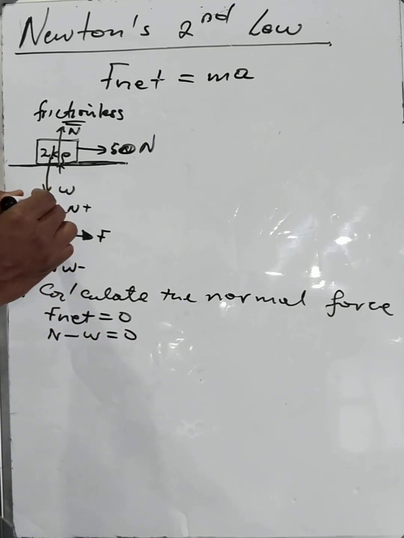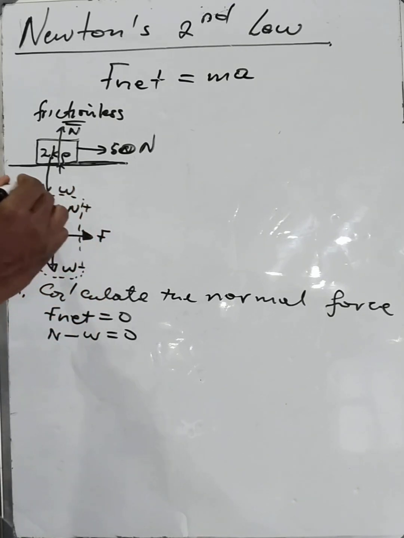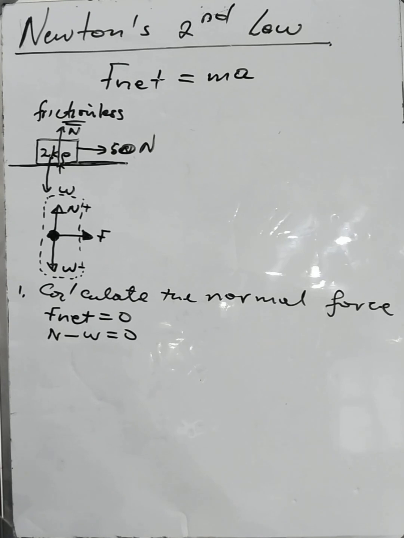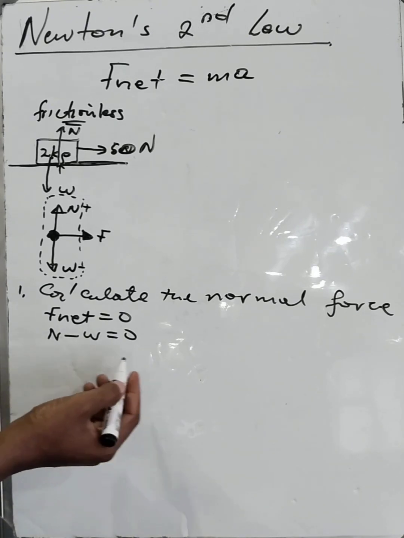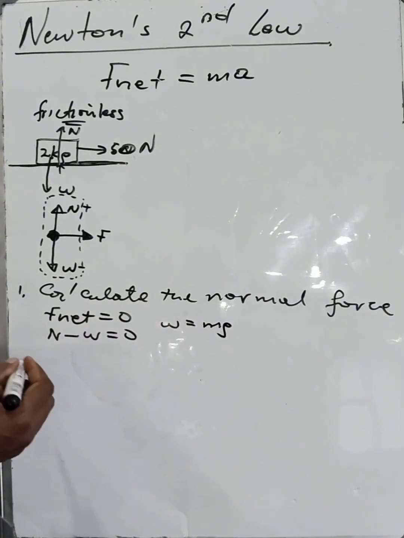Since the question says calculate the normal force, we are going to focus only on vertical forces, because the normal force is a vertical force. Then you are going to calculate the weight. Weight is equal to mg. Then you substitute to get the normal force.